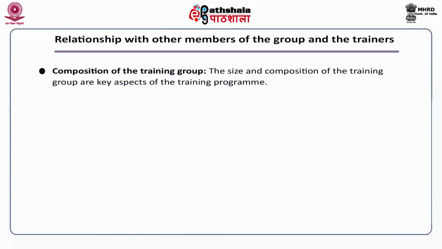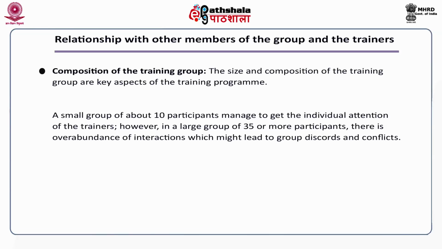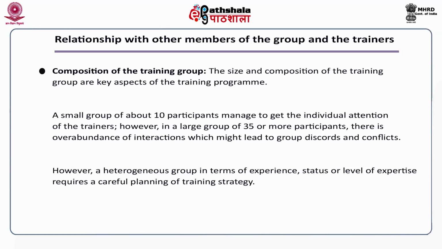Composition of the training group. The size and composition of the training group is also an important factor in the learning of the participants. A small group of about 10 participants manage to get the individual attention of the trainers. However, in a large group of 35 or more participants, there are interactions which might lead to group discords or conflicts, and they may not receive due attention from the trainers, and this may hamper the learning of the participants. However, in a heterogeneous group which is diverse in terms of experience, status or level of expertise, a careful planning of training strategy is needed on the part of the trainer.